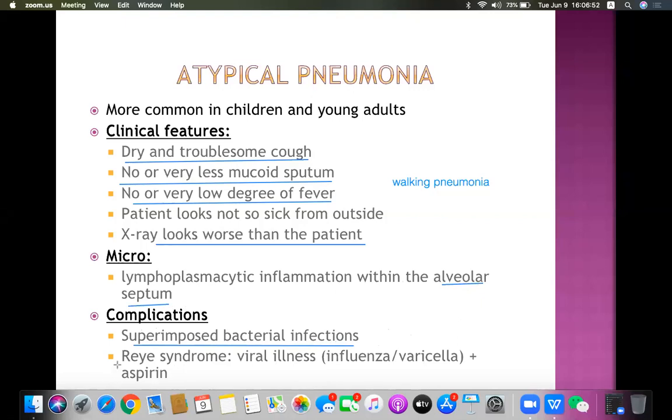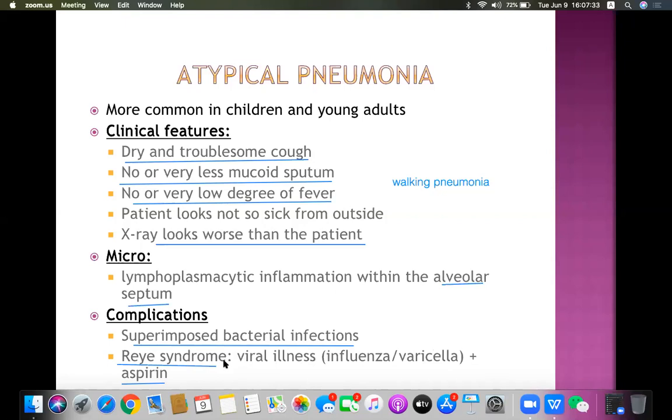And if a child was suffering from a viral illness like influenza or varicella, and to treat the fever the doctor or the parents give aspirin, then Reye syndrome can occur. So two combinations are necessary to have Reye syndrome. One is viral illness, another is use of aspirin. Now this Reye syndrome damages our liver, and that child can have hepatic encephalopathy after the damage of the liver. This is a very serious condition. There is high mortality in case of Reye syndrome.